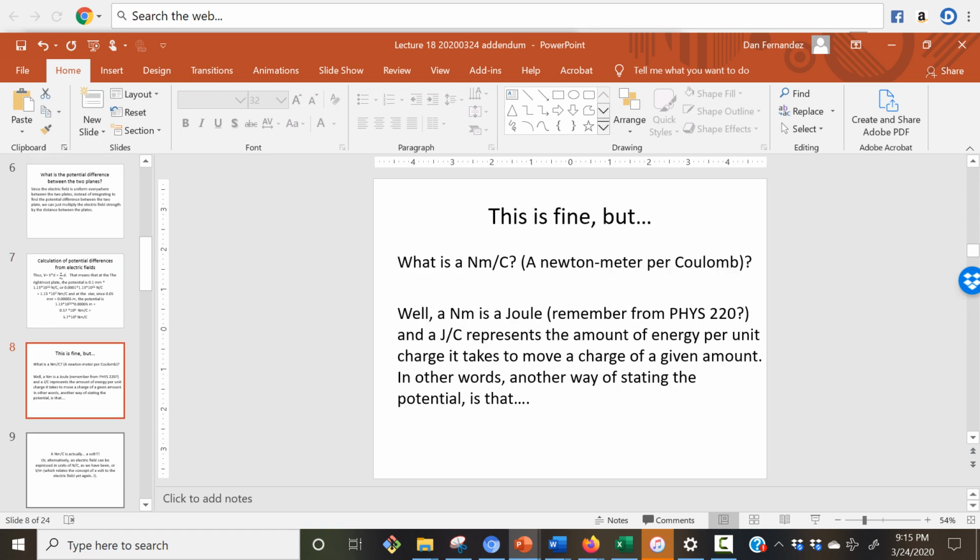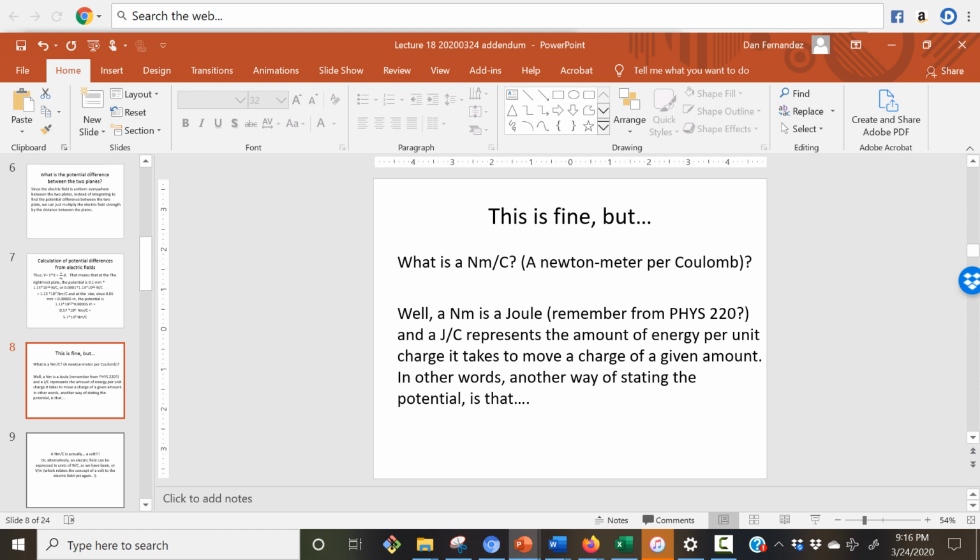A Newton meter per coulomb, let's think about it. Well, a Newton meter, remember, force times distance is equal to energy. That's what we talked about in Physics 220. So if you push something with a certain amount of force over a given distance, that takes a certain amount of energy to do that. And that energy, the SI unit for that Newton meter, is a joule. So a Newton meter per coulomb, another way to express that, is a joule per coulomb.